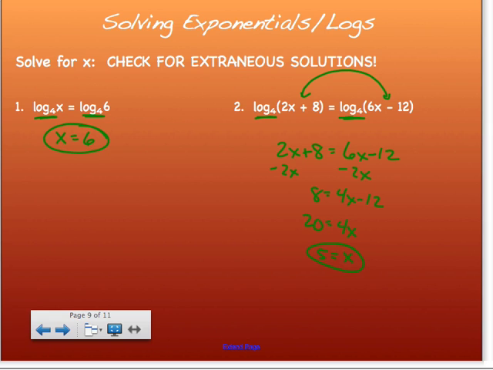Again, make sure that you're plugging it back in and checking for extraneous solutions. I'm putting it at the very top there just so we are aware of it, but for the sake of the length of this video, I'm not going to check. But please, please, please go back and check and make sure you're getting answers that actually work.